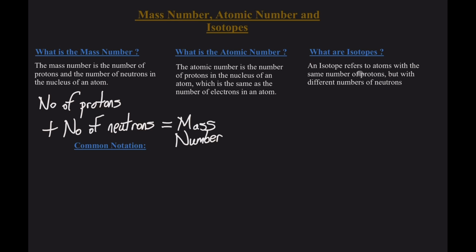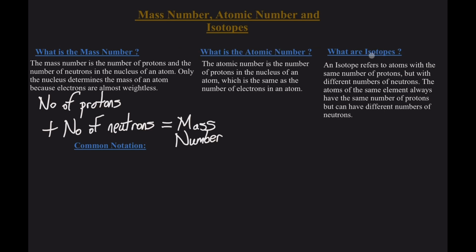So what are isotopes? Isotopes refer to atoms with the same number of protons, but with different numbers of neutrons. One thing to bear in mind is that atoms of the same element always have the same number of protons. That's a very important point. So what this means is that atoms of the same element may have different numbers of neutrons, but must always have the same number of protons.